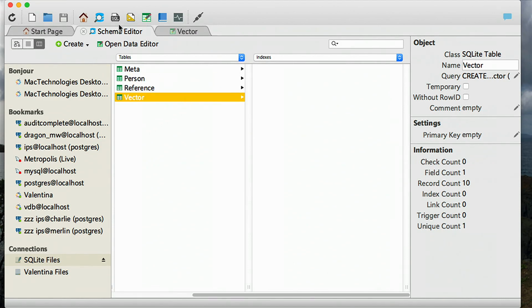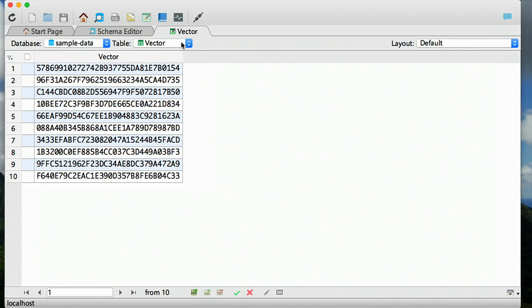Vector is a very small table of initial vectors that we use. These were all picked randomly, stored in the database, and these are the initial vectors that will be used to encrypt every bit of data. The password will be the same. The initial vectors will change among these 10.